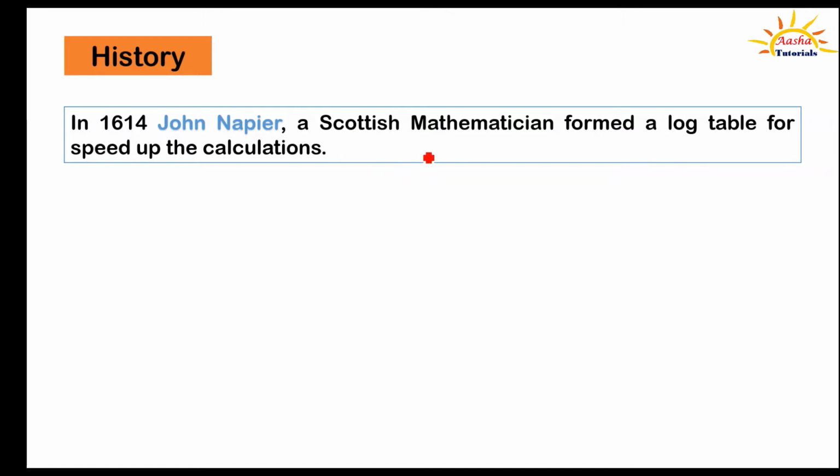Because with calculations, if I ask you to do 2 into 2, it's very simple. 2 into 2 gives you 4. But suppose I ask you to do the calculation of 2.34 into 2.14. Can you do this fast? No. I think you need a calculator for this.